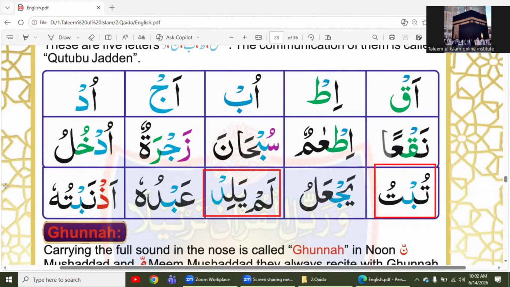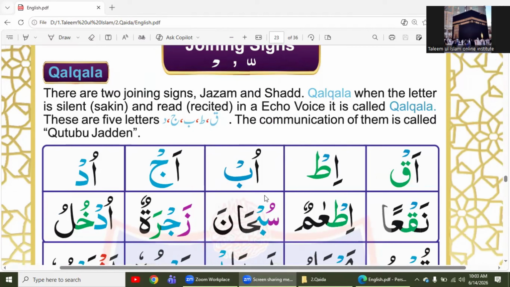So in total, Qalqala is an echo voice. It is on five letters: Qaf, ta, ba, jim, dal, when they are silent. I hope you understand the Qalqala.